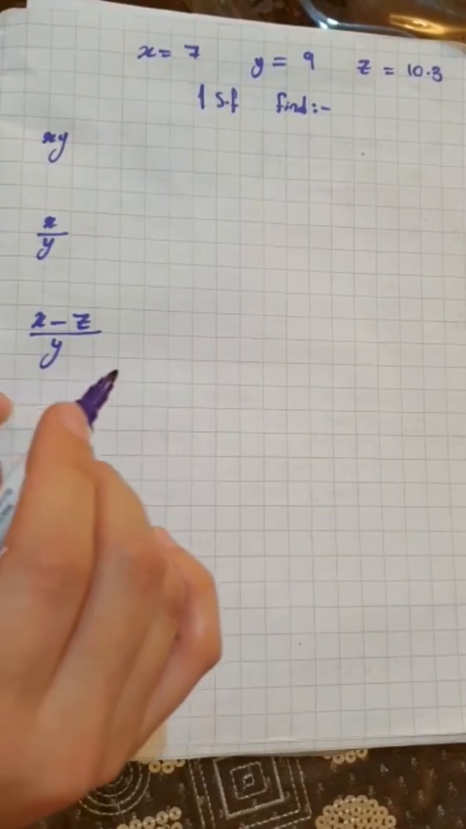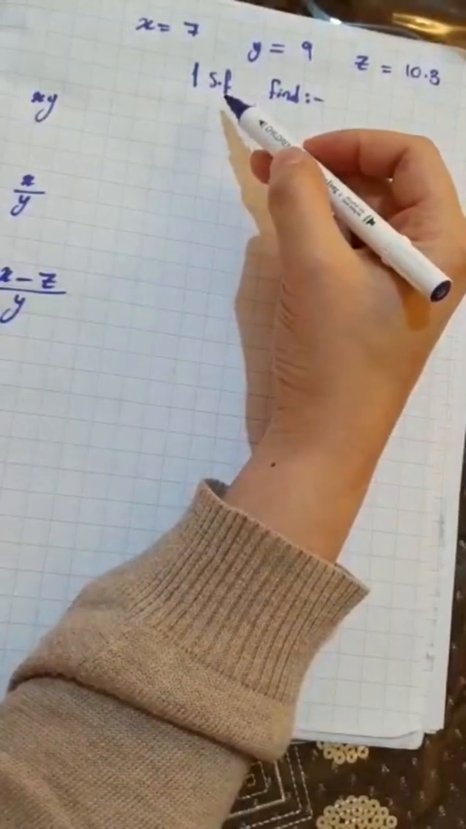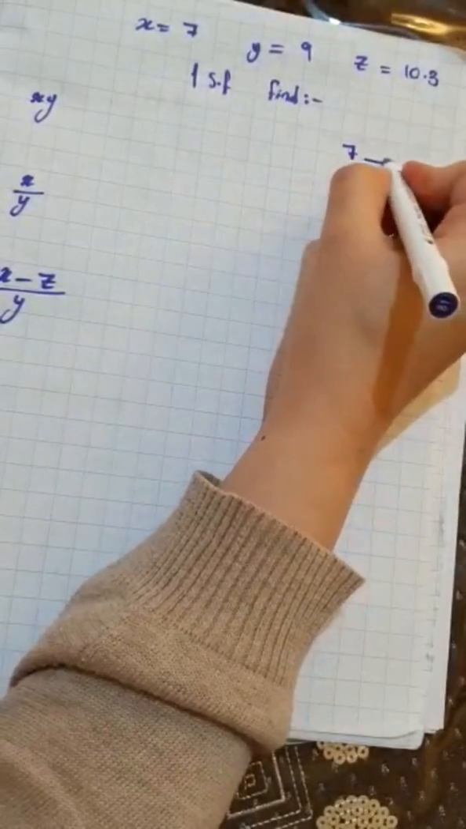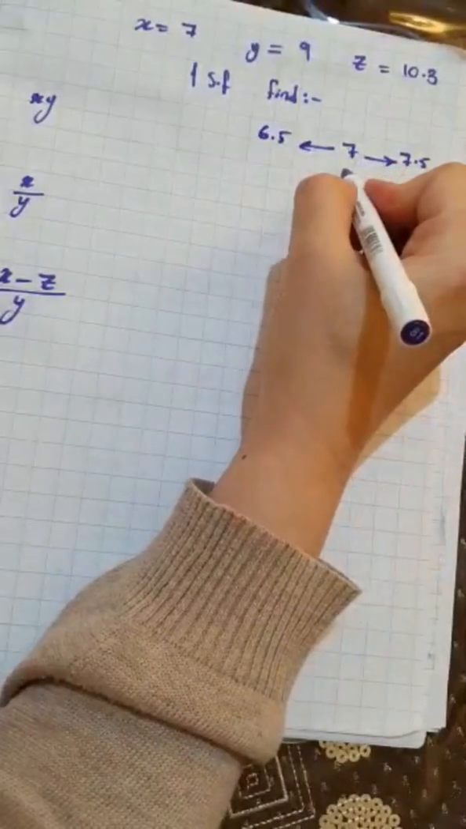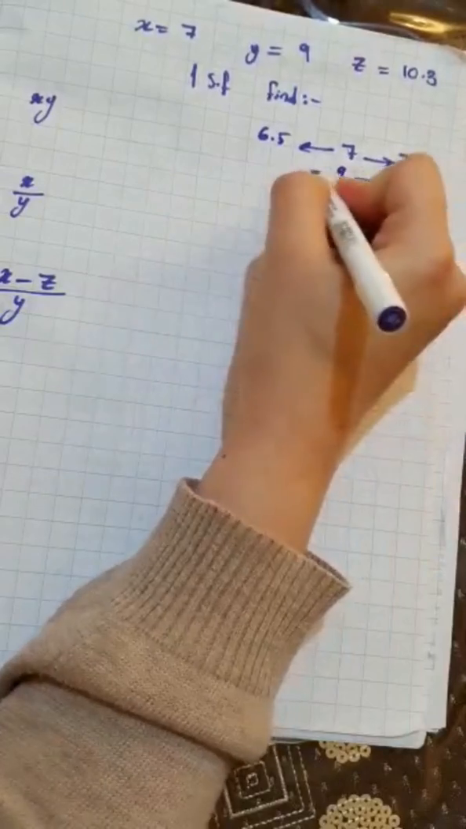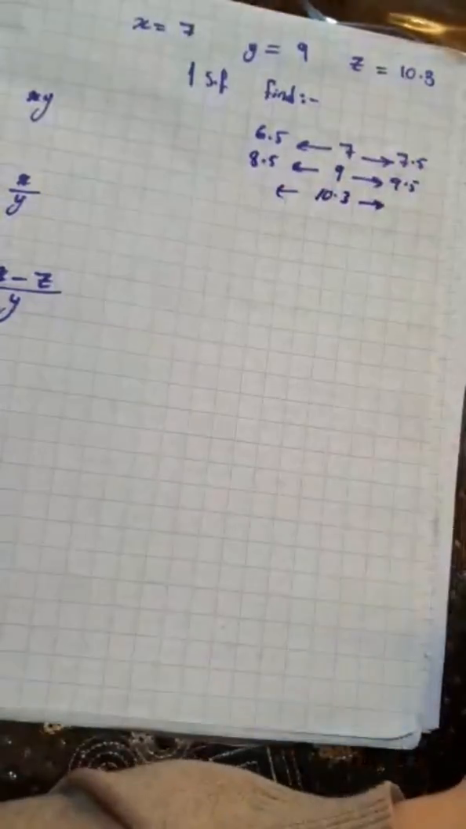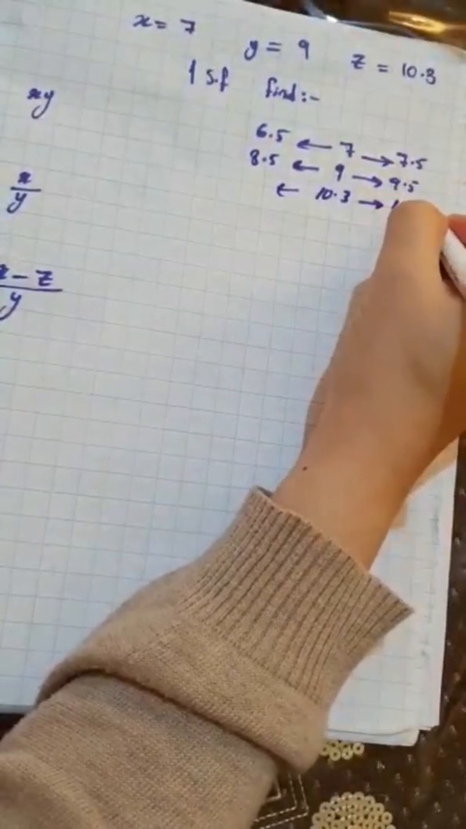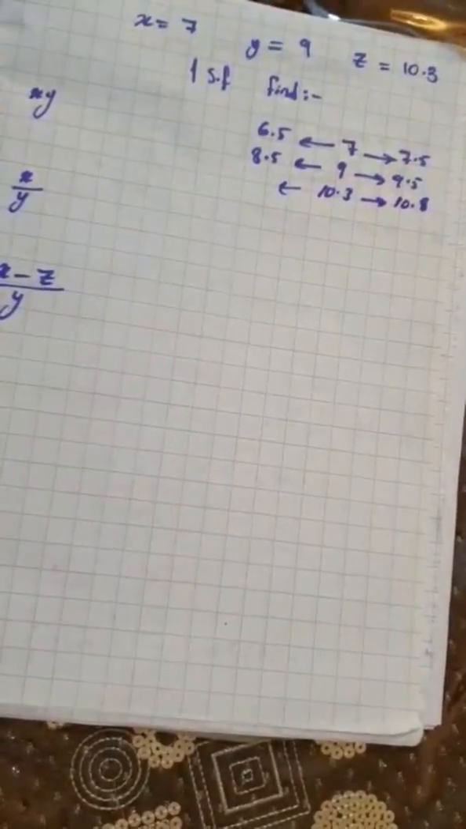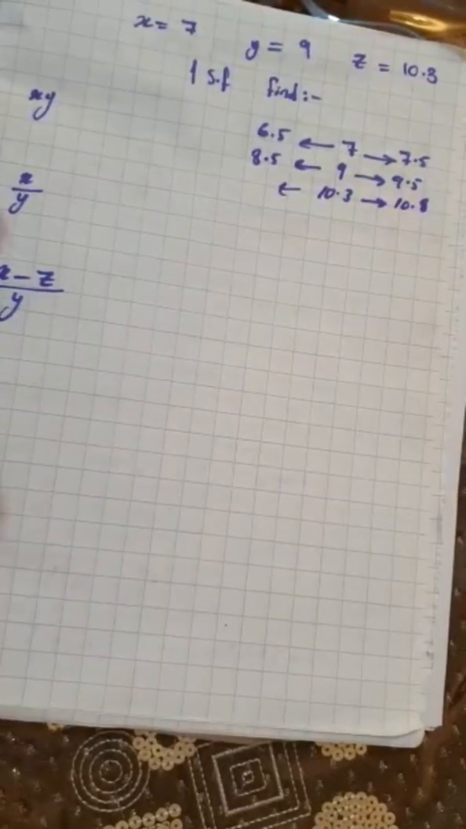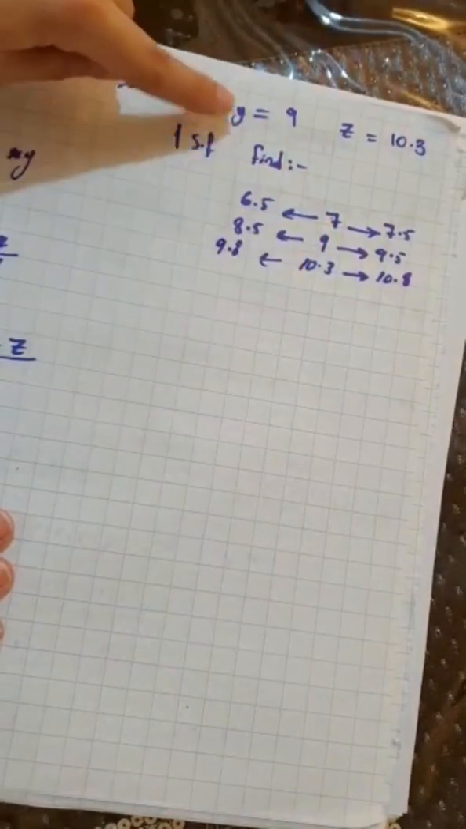So the best way to solve this question is to take each number and find its upper and lower bound to the first significant figure. This means I need to add 0.5, so it becomes 7.5, and I'll subtract the same thing. So this is for 7, and after that I'm going to do the same thing for 9, and 8.5, and I'm going to do the same thing for 10.3. Add and subtract 0.5, it will become 10.8, and if I subtract it from here, I'm going to get 9.8. 10.3 minus 0.5 will become 9.8. Now this is the upper bound and this is the lower bound for each number to the first significant figure.